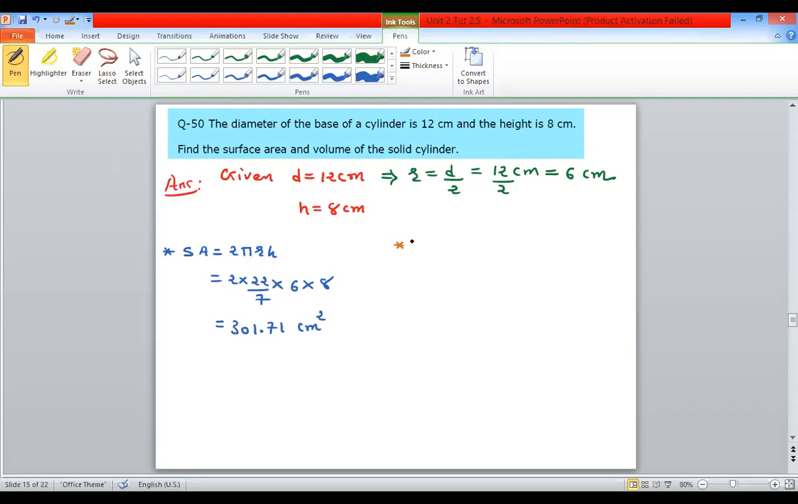Now I'm finding the volume. So let me do. The volume is represented by pi r square h. Pi is 22 by 7, r we derived, it's 6 into 6, and height is 8. Take the product.